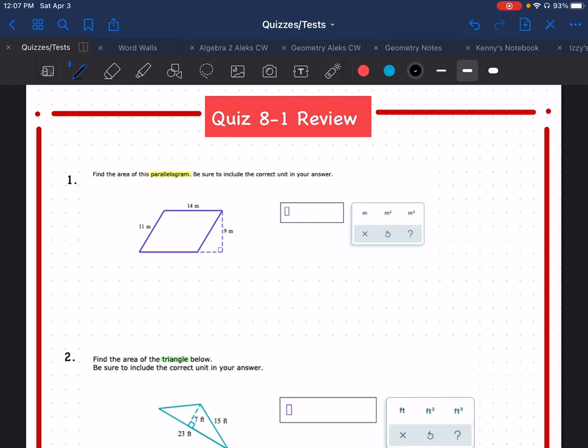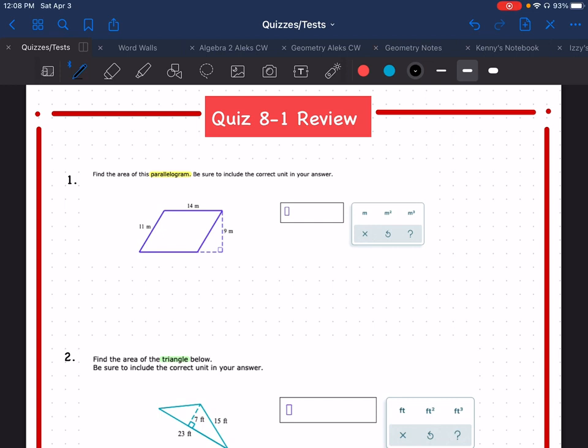Today's lesson is Quiz 8-1 Review. There are 6 questions on your quiz today, and let's go ahead and just quickly go through each one of them. So question number 1 is going to ask you to find the area of this parallelogram and make sure that you do include the correct units in your answer.